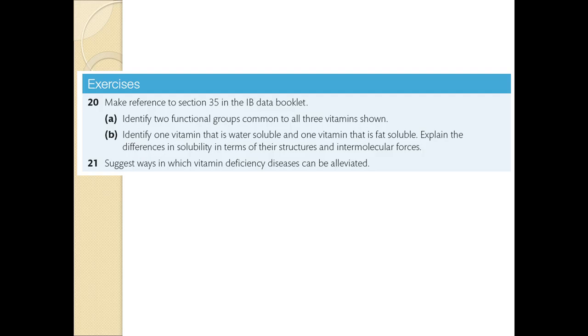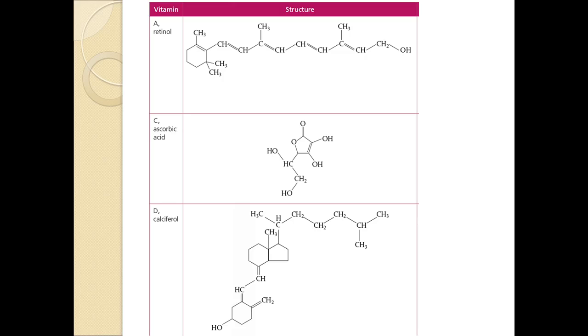Here are some practice questions from the textbook, which you can pause the slide and look at and work out. And if you need the structures for the vitamins, they're here on the next slide. And then you'll want to pause the slideshow here, because on the next slide it explains which vitamins are water soluble and why. So pause it now.